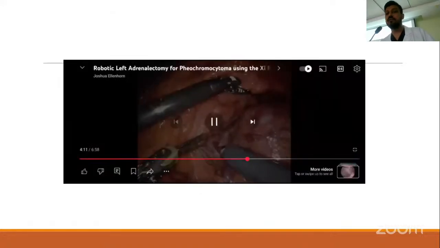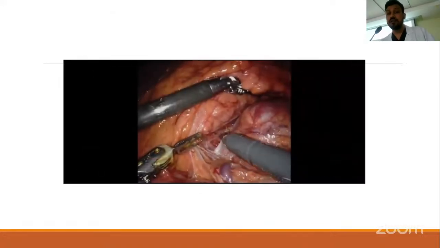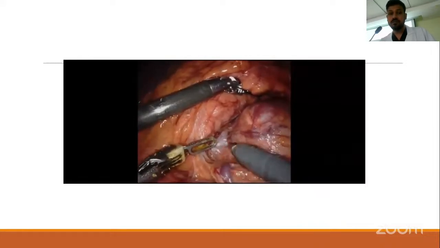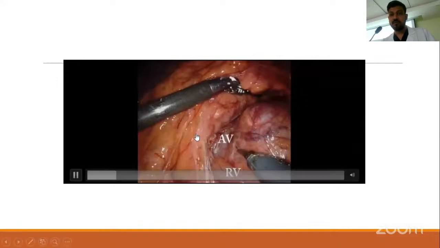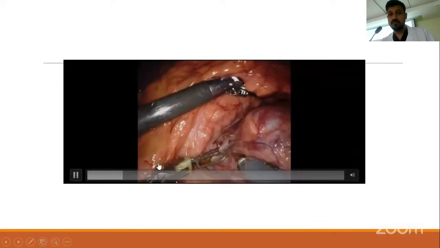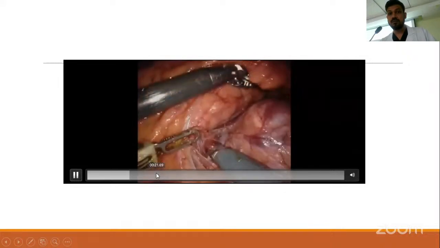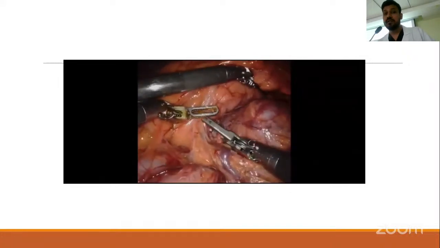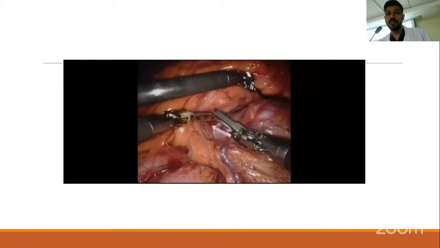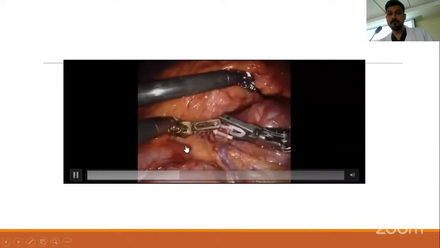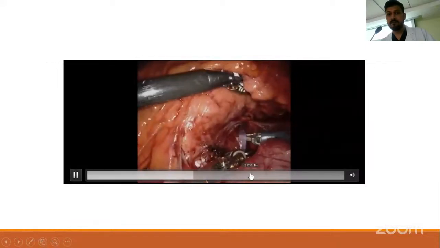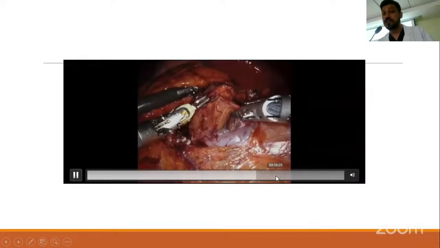There's a video of robotic adrenalectomy, in which the surgeon is dissecting the left adrenal vein. The adrenal vein is then clipped and cut. The mass is dissected out.